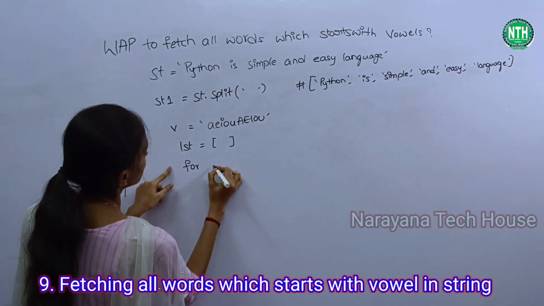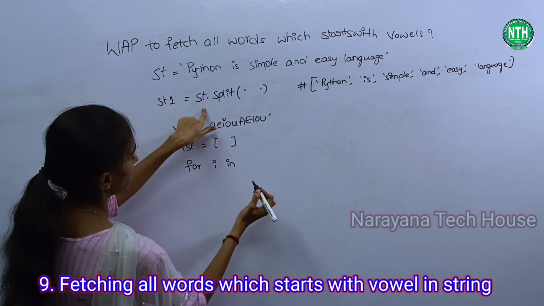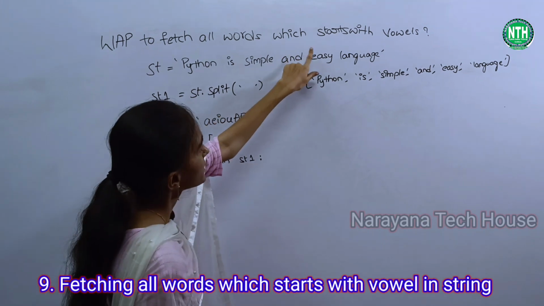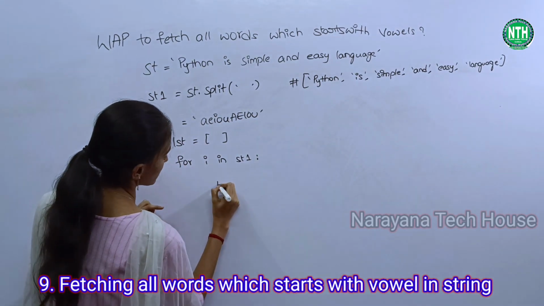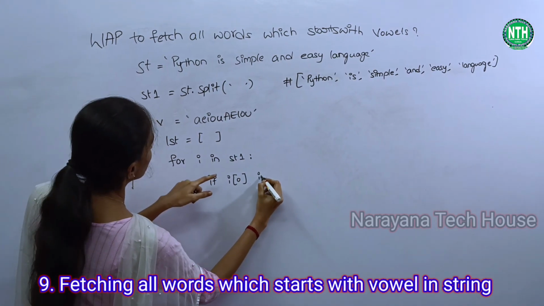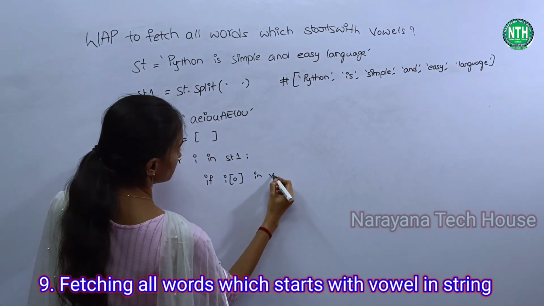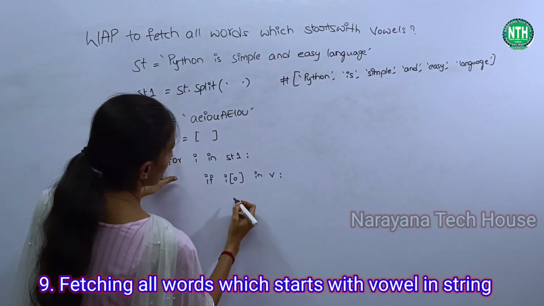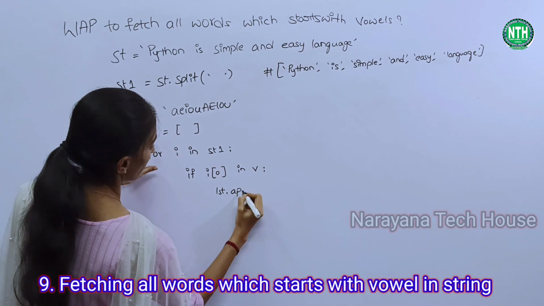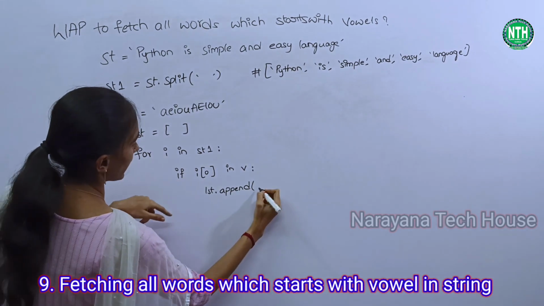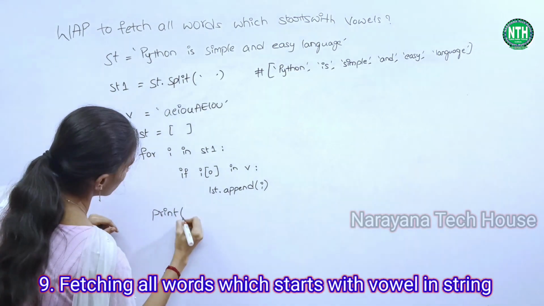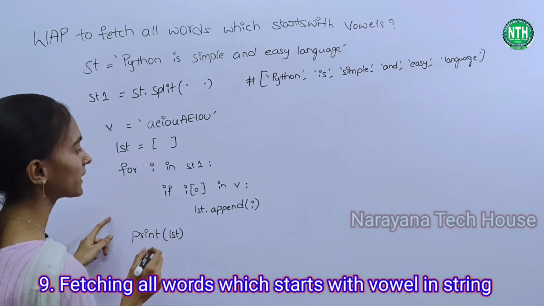Next, for i in st1. Now the condition is what? Which starts with vowels, right? The condition is if i of 0 in V, where vowels we assigned to V. If the condition is true, then LST.append of i. Then print of LST. Now I am doing debugging.